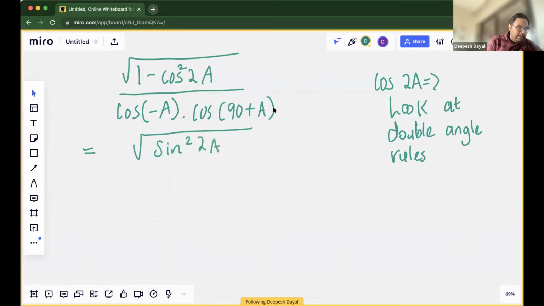Okay, and then at the bottom we've got cos minus a. Remember, we looked at negative angles when we did trigonometry last. Cos minus a will just be cos a, and cos 90 plus a will be minus sine a. Okay, so we've got this so far. If you can just look at it and see if you have any questions.